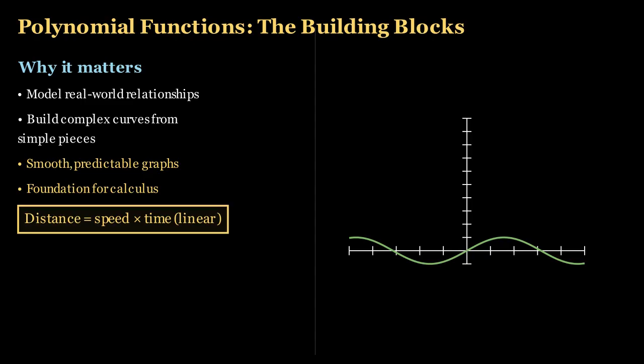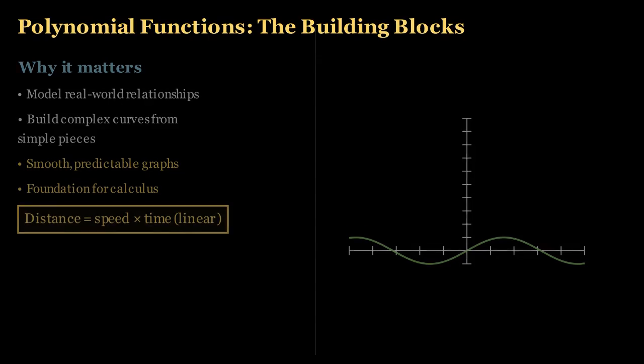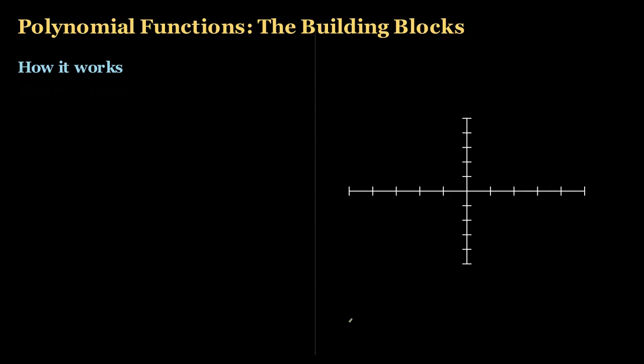For a linear function f of x equals mx plus b, the number m is called the slope. It tells you how steep the line is. If m is 2, for every step you take to the right, the line goes up by 2. If m is negative, the line goes downhill. The number b is the y-intercept. It tells you where the line crosses the vertical y-axis. That's your starting point when x is 0.